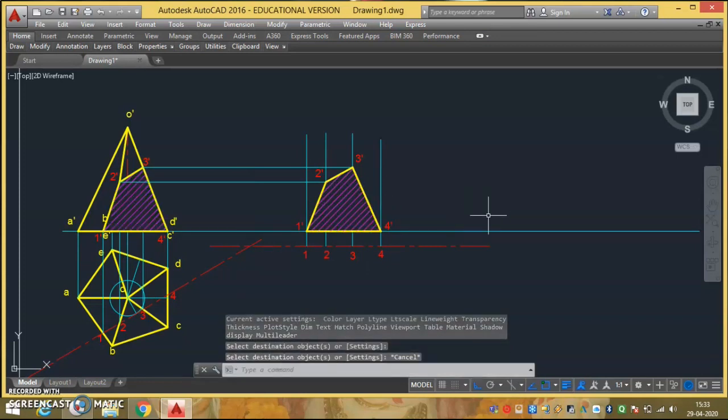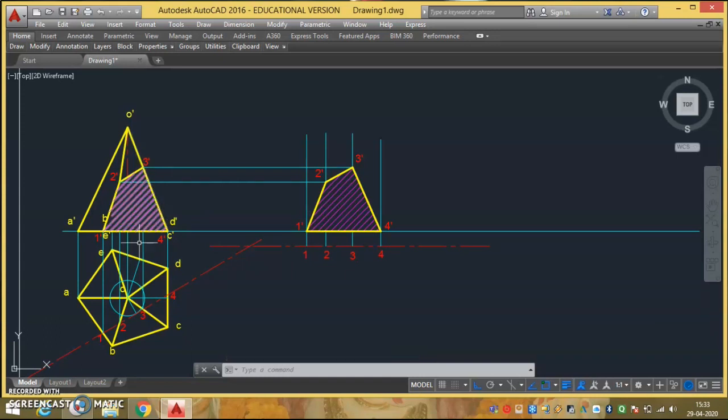So this is the true shape of section for the section we have got here. So this is the sectional front view, top view, and true shape of section.